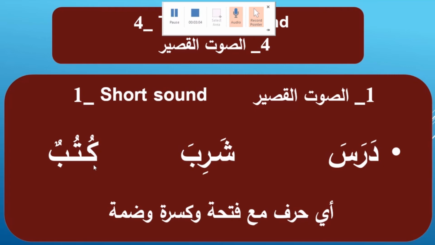Let's go for this word also. First letter is kaf, but it has u sound. So it will be ku. Second letter is ta, but it has u sound. So it will be tu. Third letter is ba, but it has u sound. So it will be bu. Kutubu. So darasa, shariba, kutubu.